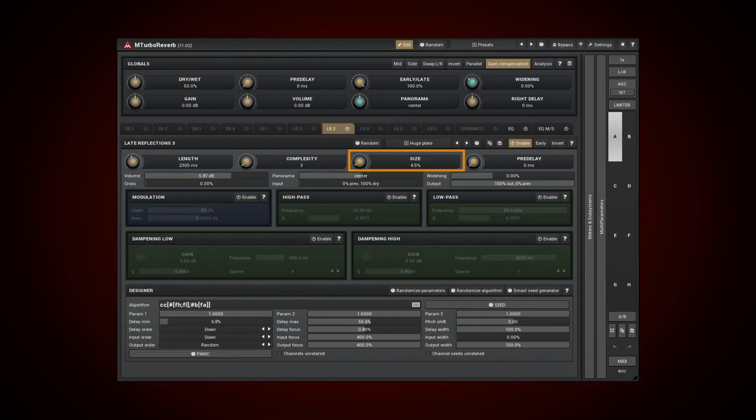The size determines the time of the delay lines used by the algorithm. It is named a size because in the real world, the size of a room defines the time of reflections. The larger the room, the longer it takes for reflections to travel from one wall to another. Both this and previous parameters influence the reverb density, but in different ways.